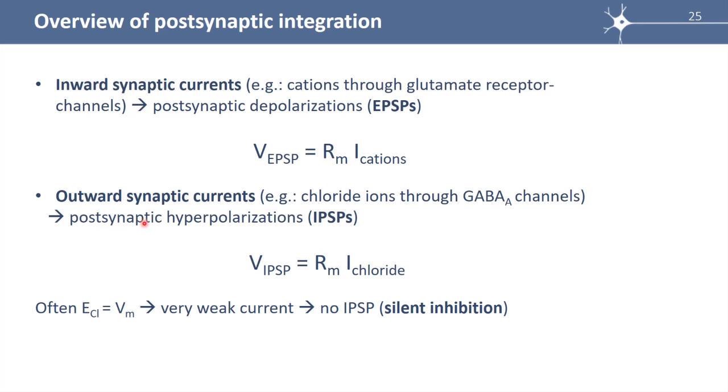It evokes postsynaptic hyperpolarizations called IPSPs. The amplitude of an IPSP results from the resistance of the membrane multiplied by the current carried by chloride ions. Often, the equilibrium potential of chloride equals the membrane potential. So the current is very weak and even null, and there is no IPSP. It's what we call silent inhibition.